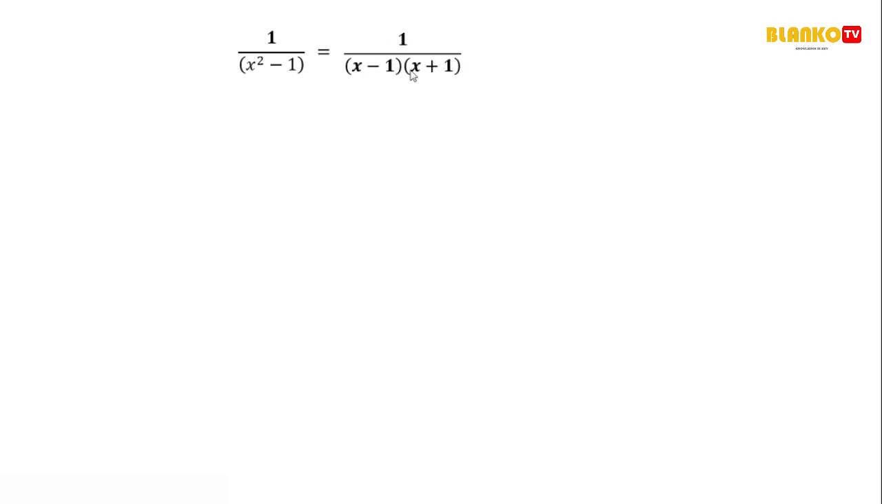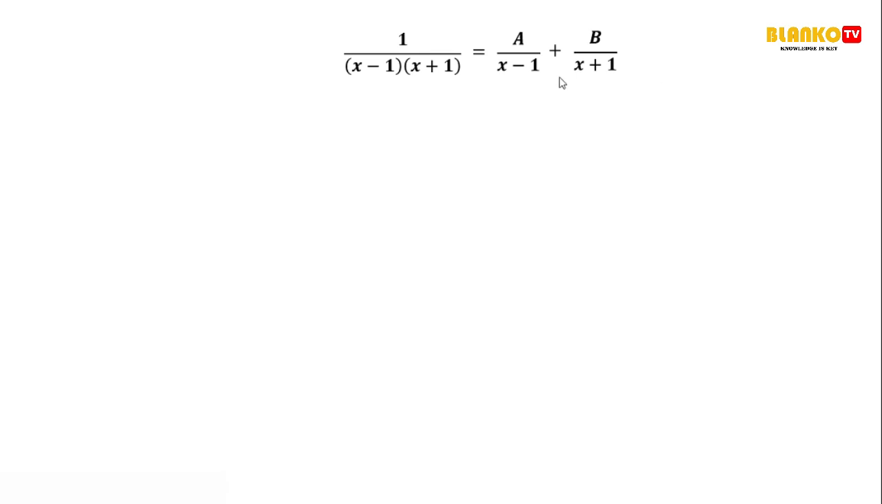So let's use this to solve our question. We have two linear factors, that is x − 1 and x + 1. So the expression can be written as A over (x − 1) plus B over (x + 1), where A and B are constants. To solve for the partial fractions, we find the values of A and B.